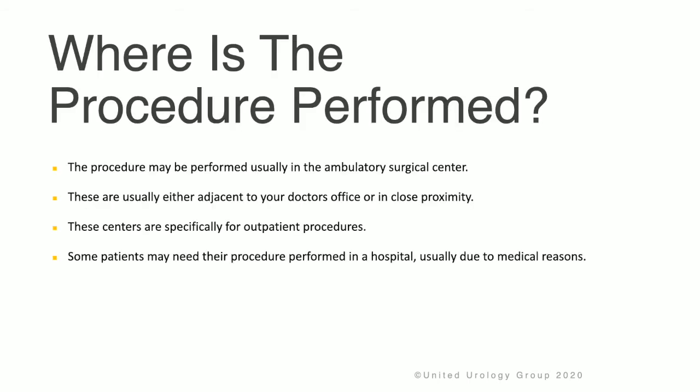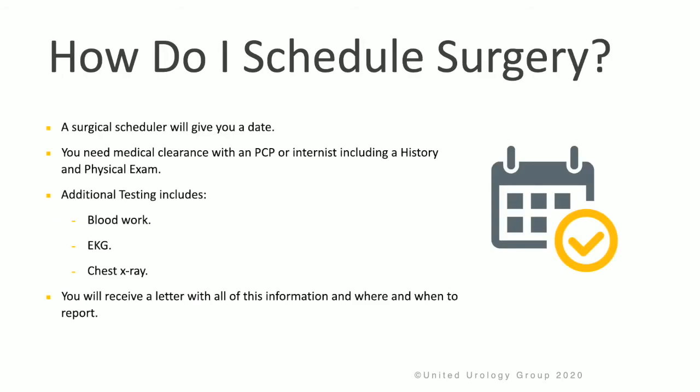The procedure may be performed in the ambulatory surgery center. These are usually located adjacent to your doctor's office or in close proximity. They're designed specifically for outpatient procedures, but sometimes patients might need their procedure performed in a hospital due to underlying medical problems. A surgical scheduler will give you a date, and you may need medical clearance from your primary care physician or internist, including a history and physical exam.